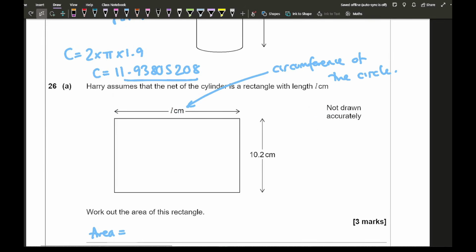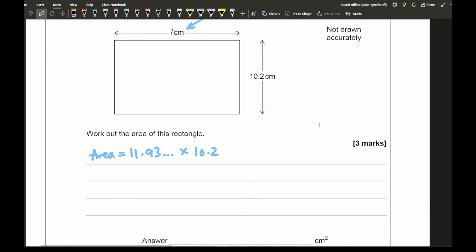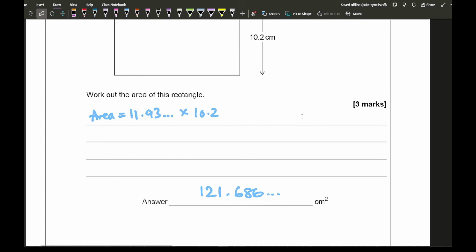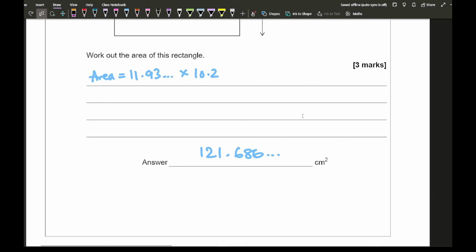So using that value I can then work out the area. The area is going to equal 11.93, or whatever you've rounded it to, multiplied by 10.2. Typing that into my calculator, 11.93 multiplied by 10.2 gives me an answer of roughly 121.686. Depending on your rounding, your answer might be slightly more or slightly less. So I'm going to go for 121.7, to 1 decimal place.